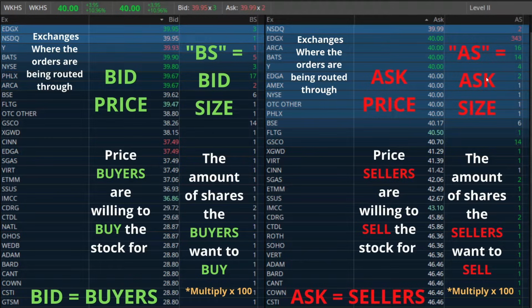What we use this for is to see almost like a Great Wall of China. Is there a huge wall coming up to the price of the stock? And how do we know that? Here, for example, on WKHS, we have a seller sitting at 40 for 343 shares, 16 shares, and then 14. You have to multiply that by 100. So 1,400, 1,600, and 34,300. So that's going to be a huge wall.